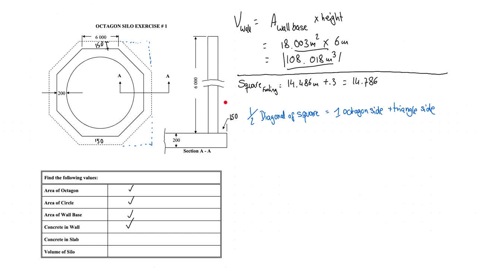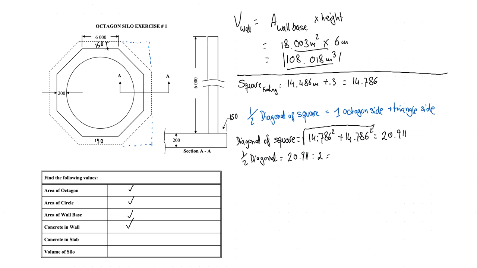First, we need to find the diagonal of our square. So diagonal of square, how do we find that? A squared plus B squared equals C squared. So we've got 14.786 as our sides squared, right? We just figured that out up there, plus 14.786 squared. Take the square root, which gets us the full diagonal of 20.911. Well, half the diagonal, we just divide by 2, right? So 20.911 divided by 2 is 10.455.